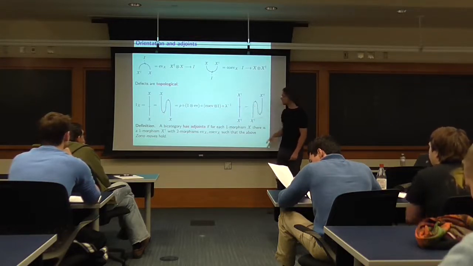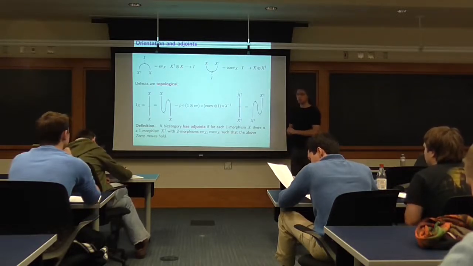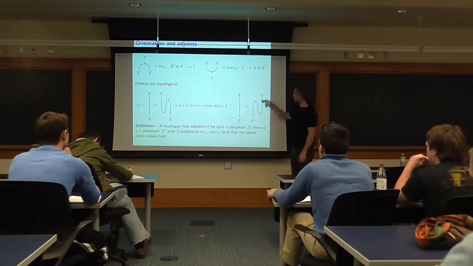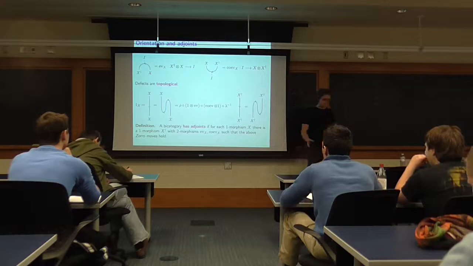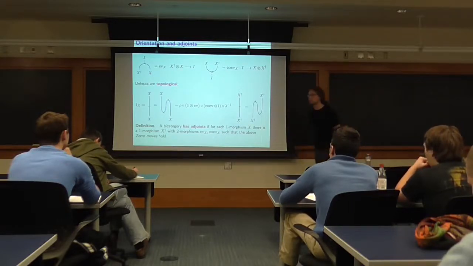And using these identities, you can prove rather easily that X dagger is actually isomorphic to X if X is a vector space that is finite dimensional. Some people, including me, like to call these identities Zorro moves because they look a bit like the Z of a Zorro. So that's for the first part, the last definition that I wanted to give.